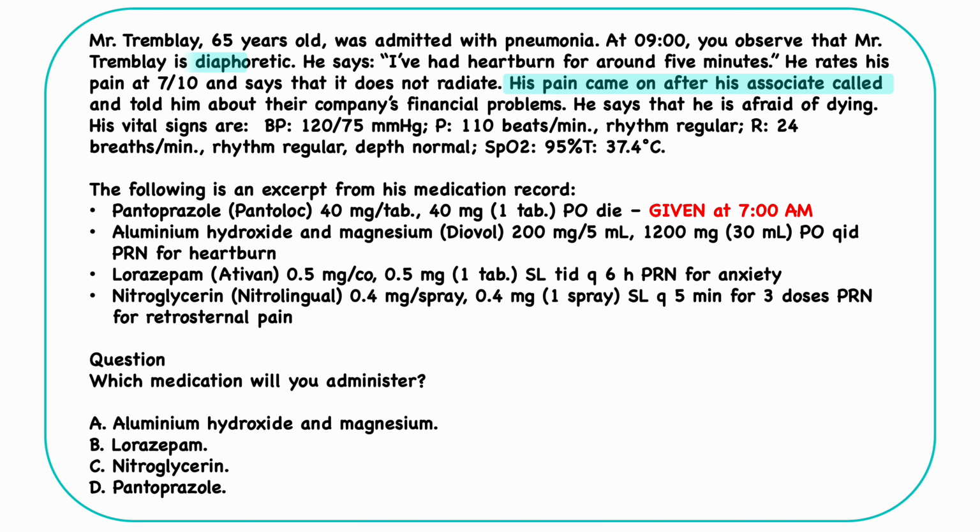Since his associate's call, Mr. Tremblay is diaphoretic and has non-radiating pain rated at 7 out of 10. He is experiencing retrosternal pain. Which medication will you administer? The appropriate answer is letter C, nitroglycerin for retrosternal pain. This is the correct choice because retrosternal pain and diaphoresis are classic signs of angina or a cardiac event, requiring nitroglycerin to relieve chest pain.